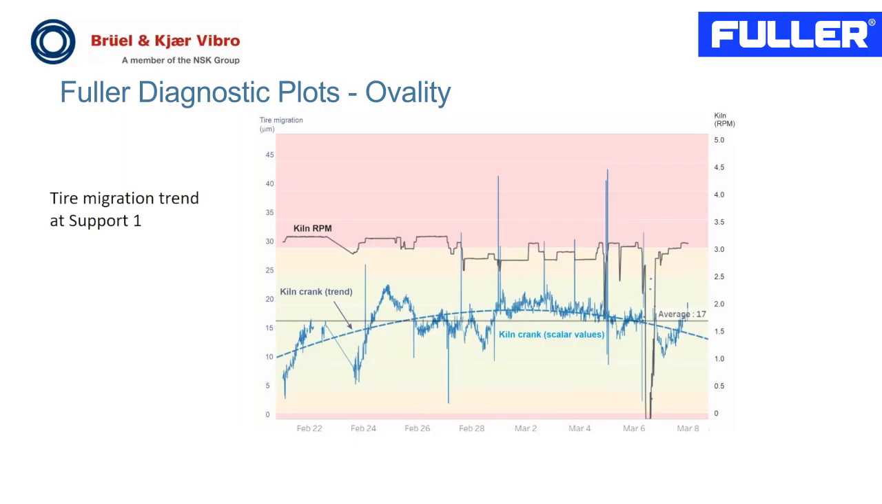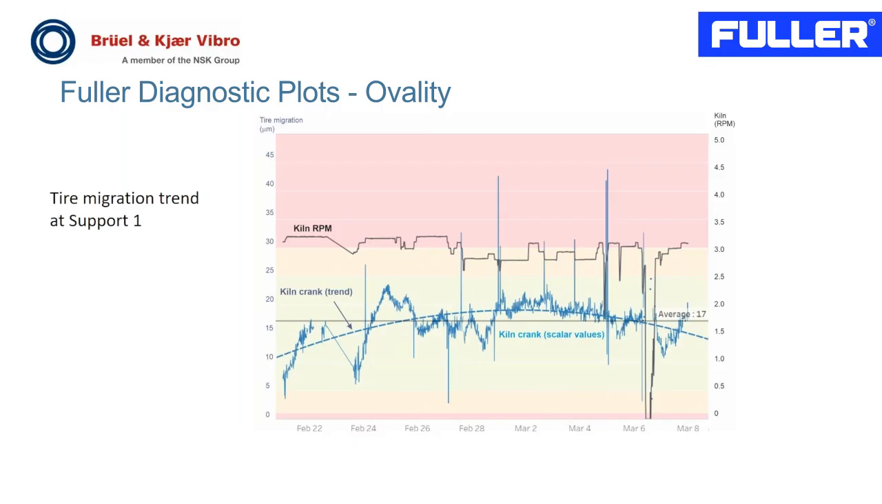So that is the calculation based on tire rotational speed as well as the kiln rotational speed. And the result is this calculation. What you see in the plot here is, on the black line, the kiln speed, kiln RPM, roughly at 3 RPM, as you see in the y-axis to the right. Then we have the solid blue line, that is the scalar value of the tire migration. The dotted blue line is a curve fit trend line.